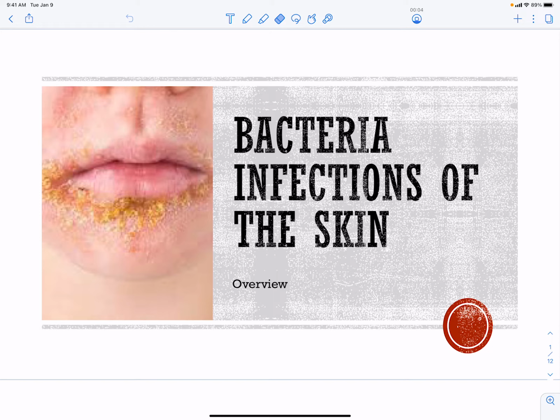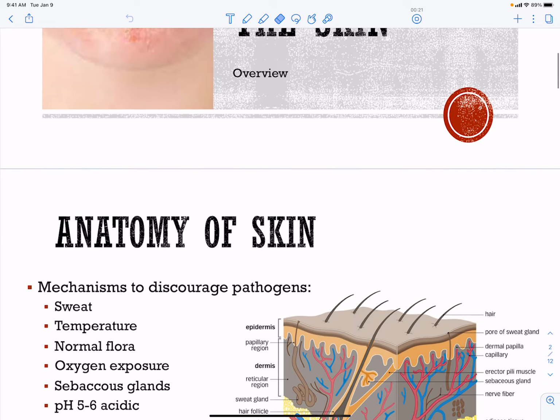All right, so moving on, we're going to talk about bacterial infections of the skin. Some bacterial infections can cause superficial infections, like impetigo, as shown here with the honey-colored crust. Others are going to be a bit more serious, such as the flesh-eating bacteria.